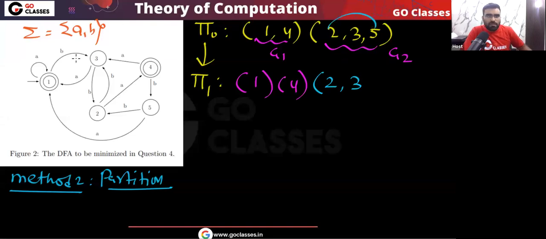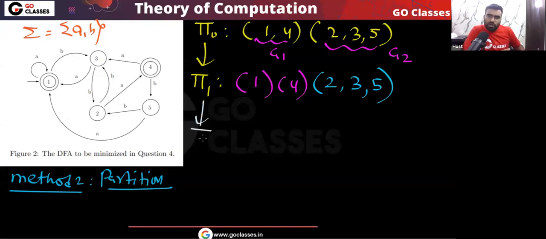What about 2, 5? I'm checking 2, 5. On B, they are going to group 2. On A, they are going to group 1. So yes, they will remain together. Okay, so this is your pi 1. We got the pi 1. Is this clear?